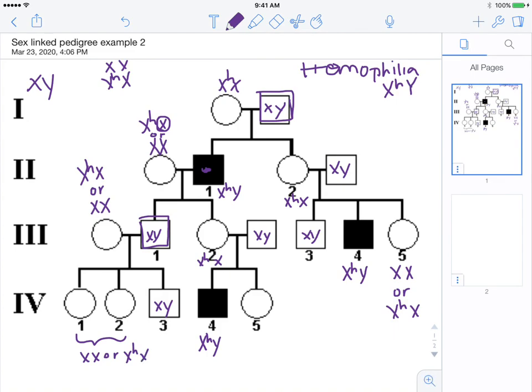All right, and then we have one person left, person number 5 in generation 4. She got one X chromosome from her dad, and that was a plain X chromosome. And she could have gotten a plain unaffected X chromosome from her mom, or she could have gotten an affected X chromosome from her mom and still not show. We don't know if she's a carrier or not. So she is going to be XX or XHX. So I think we have gotten the genotypes for everyone in this family who's on the pedigree so far.